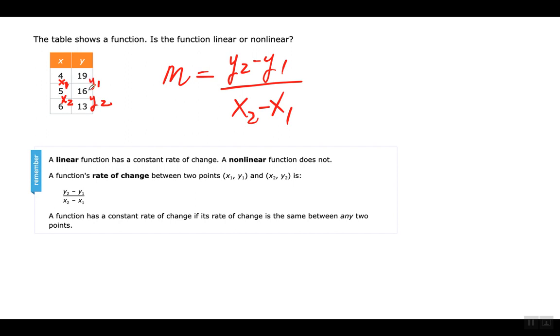Fíjense cuál es y2 y cuál es y1. All right, so on the top, it's going to be 16 minus 19. On the bottom, x2 minus x1. Abajo, x2 menos x1, que sería 5 menos 4.